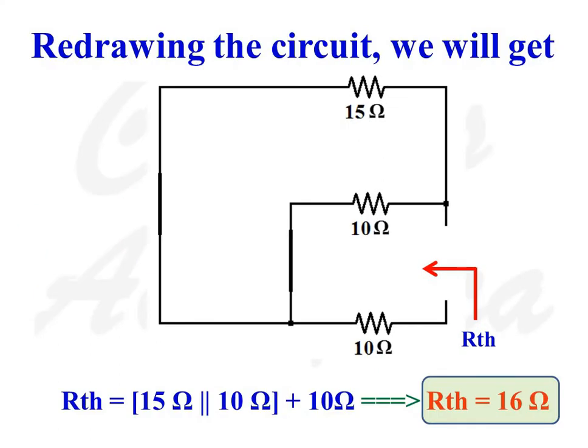Redrawing the circuit after removing 9 ohms resistance, we can see a 10 ohms resistance in series with a shunt combination which consists of 10 ohms and 15 ohms. So RTH is equal to 15 ohms in shunt with 10 ohms, which is in series with another 10 ohms resistance. 15 ohms in shunt with 10 ohms, we will get 6 ohms. Therefore, RTH is equal to 16 ohms.